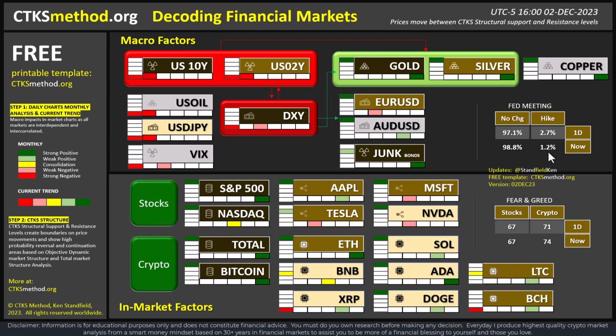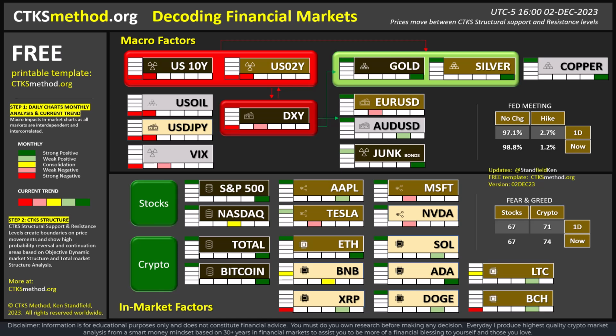With this decrease in the probability of a rate hike, if it flows through to Monday's price action, we would see the Nasdaq start to pick up steam, Tesla start to turn around, Microsoft and Nvidia start going up, and of course Apple going up as well. Apple already is weak positive, so it's got a bit of a positive current trend to it.